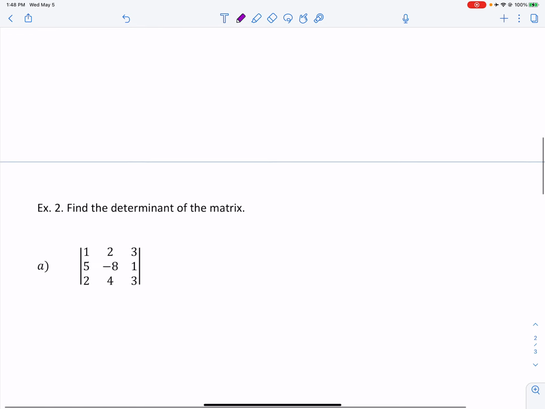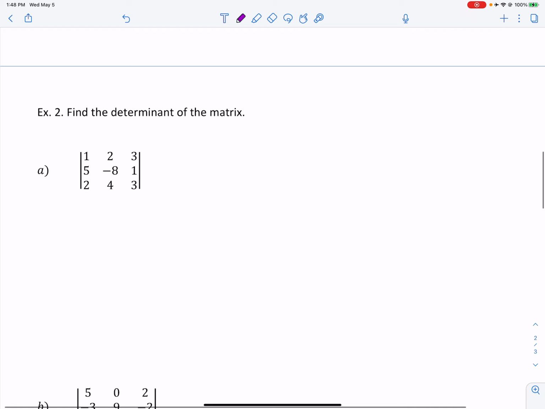And to find the determinant of a 3 by 3, there's more to this if you want to get to larger sizes, but there's kind of a little trick way to find the determinant of a 3 by 3 matrix. And so when I want the determinant, notice I have the straight bars. We copy the first 2 columns over again as we go to the right.